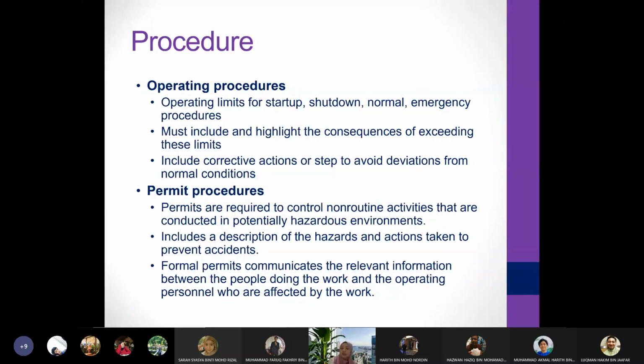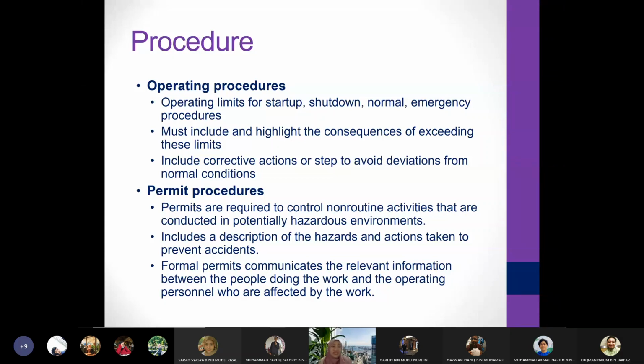Now, there are also permit procedures. So we talked about operating procedures, and now there are permit procedures. Permit procedures are specific procedures required to control non-routine activities that are conducted in a potentially hazardous environment. This is especially so if you try to fix something that has malfunctioned or broken. That needs a special permit procedure in order for you to do it. The permit procedure includes the description of the hazards and the actions taken to prevent the accident.